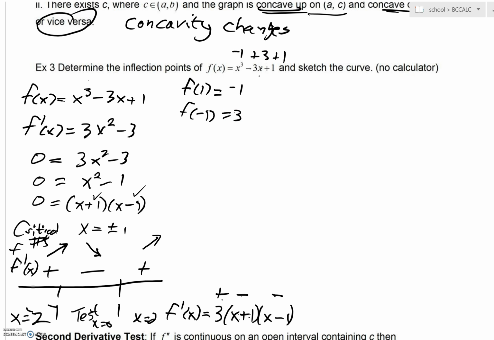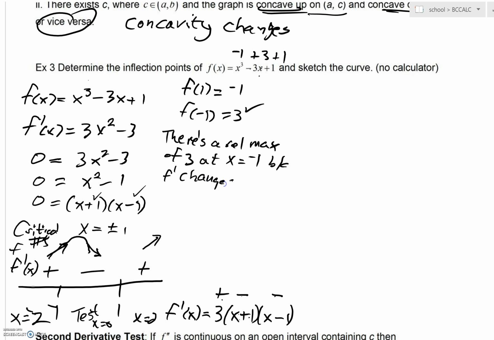So right now, we actually have a very good idea where our maximums and minimums are. Look at -1. At x equals -1, our function goes up, then it comes down. That's a maximum. So I could say there's a relative max of 3, always name that y value, at x equals -1 because f prime changes from positive to negative.